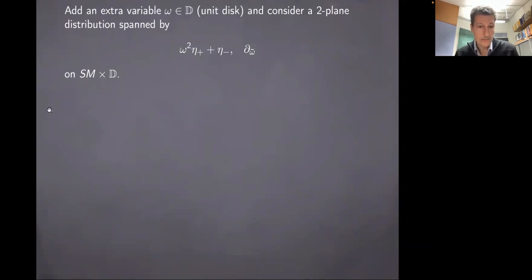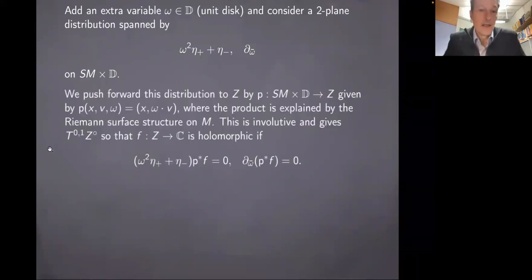So you look at these two things, and essentially what happens is that there is a natural map now from this product SM cross T into Z, in which you do nothing in the X, but if you have V and omega, so omega is just a complex number, but you have the structure of a Riemann surface on M, so I can actually multiply that complex number times V, basically. And that's a map that will essentially take me SM cross T into Z, and will drop dimension by 1.